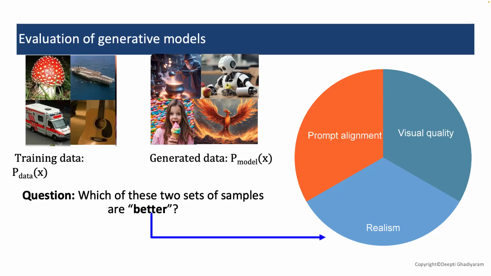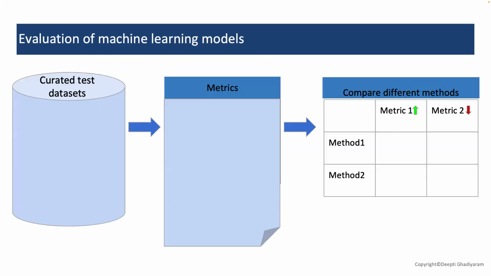Yeah, so there have been three different axes. One is, are the generations that our model is producing of high visual quality? Are they photorealistic? And the third aspect is, how faithful are these generations to the input prompt that I've provided? So with that background of what question we are trying to address, let's fit that into this framework of evaluating machine learning models.